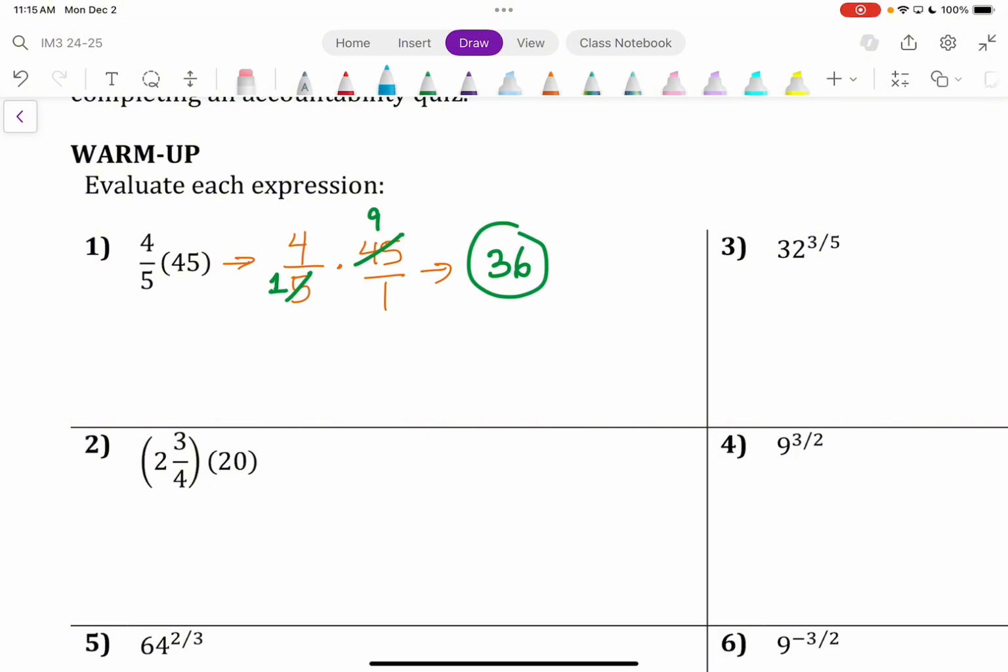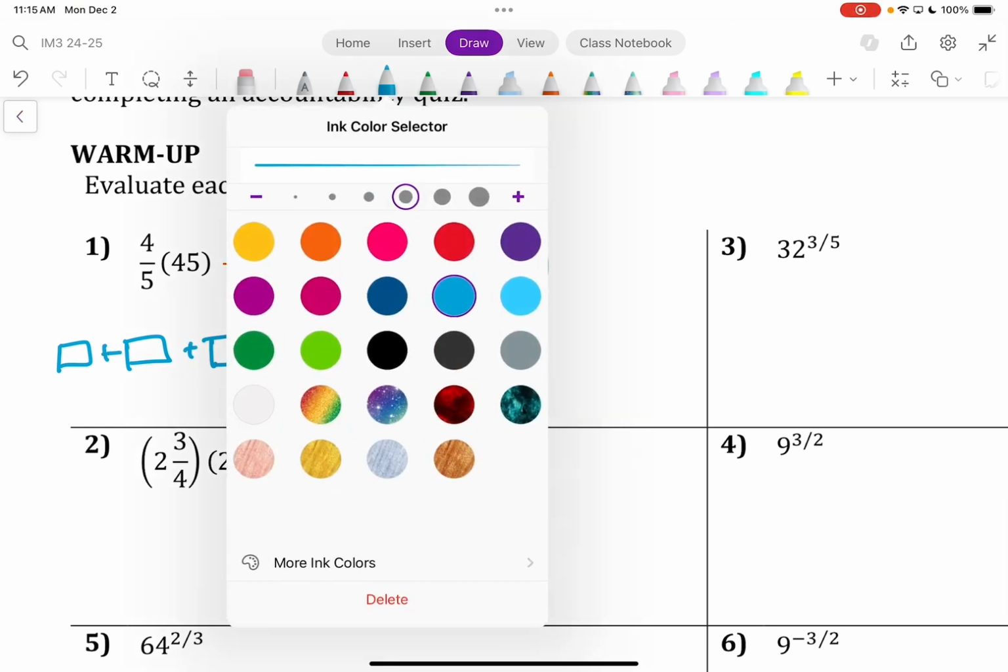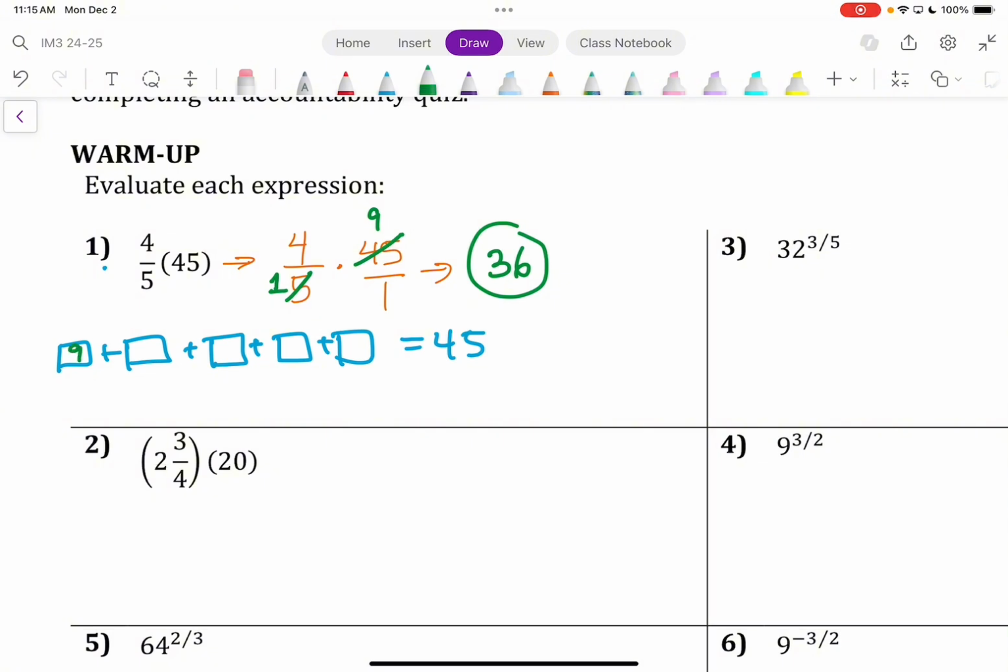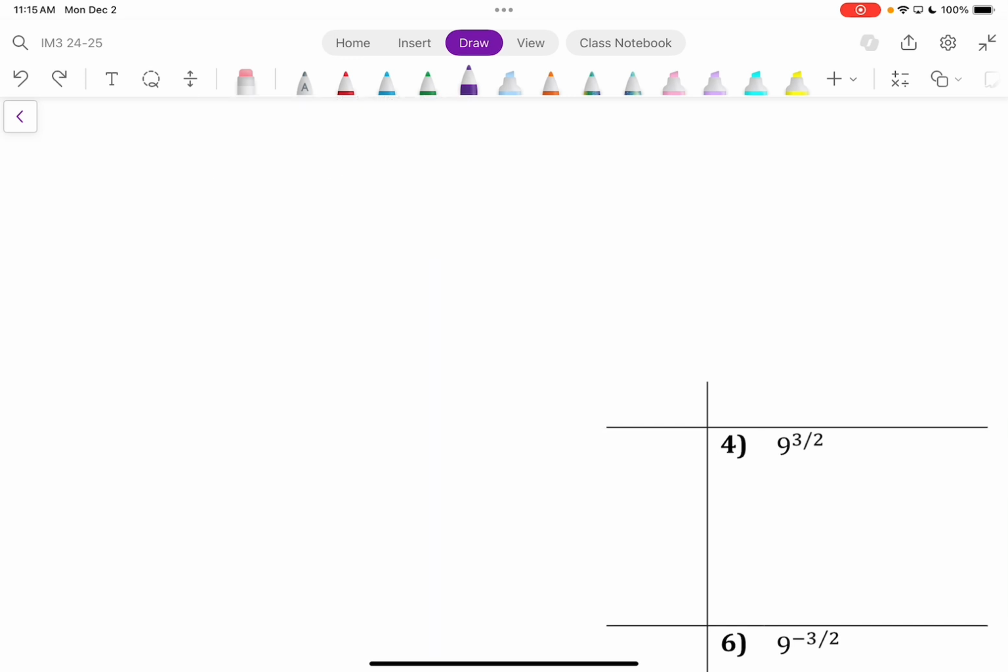If you were using the approach from lesson 4.01, we are looking for a number that plus itself 5 times gets you 45. What would that number be? Well, that number would need to be 9, since 9 plus itself 5 times is 45. 9 times 5 is 45. That would be the bottom number. And the top number, the numerator, tells you how many of those you want. Well, you want 4 of these. So 9, 9, 9, and 9 give you 36, which is how we get the same answer.